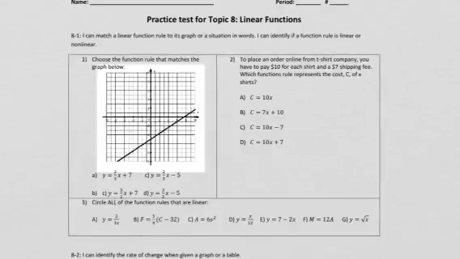This video is an explanation of the answers to the practice test for topic 8, linear functions.